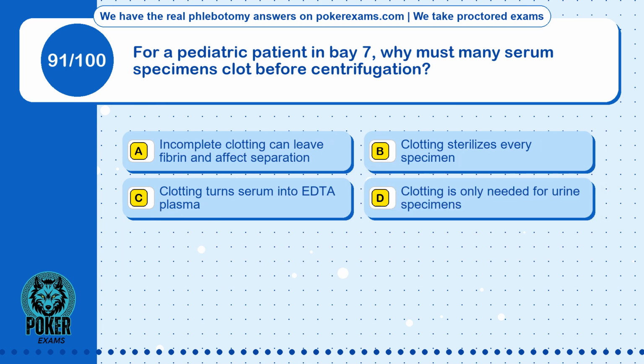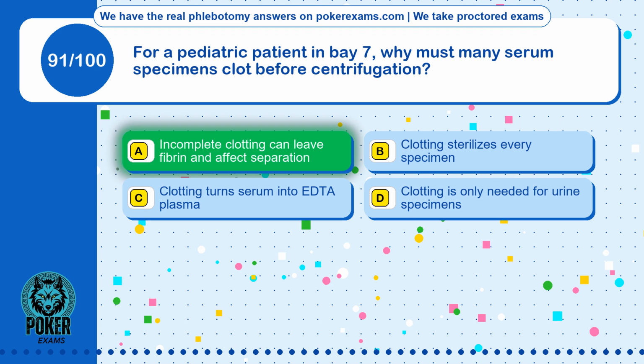Question 91. For a pediatric patient in Bay 7, why must many serum specimens clot before centrifugation? Option A, incomplete clotting can leave fibrin and affect separation. Option B, clotting sterilizes every specimen. Option C, clotting turns serum into EDTA plasma. Option D, clotting is only needed for urine specimens.